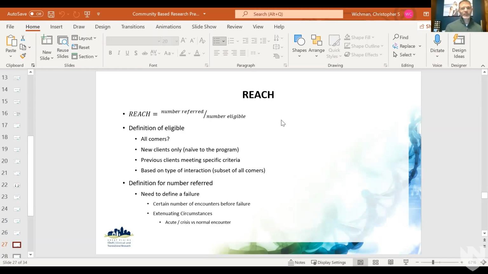Then the next definition we need to look at is the number referred. And the issue here is, how do we define a failure to refer? We can do it as a certain number of encounters before the failure. So they get X number of chances, and if they haven't done it by the third encounter, they're considered a fail. Or is it the first time they come in, they should have been offered, and they didn't get offered, so it's a failure, something like that. And we have to balance that with the extenuating circumstances. Again, are we looking at an acute or crisis type of encounter versus a normal encounter?